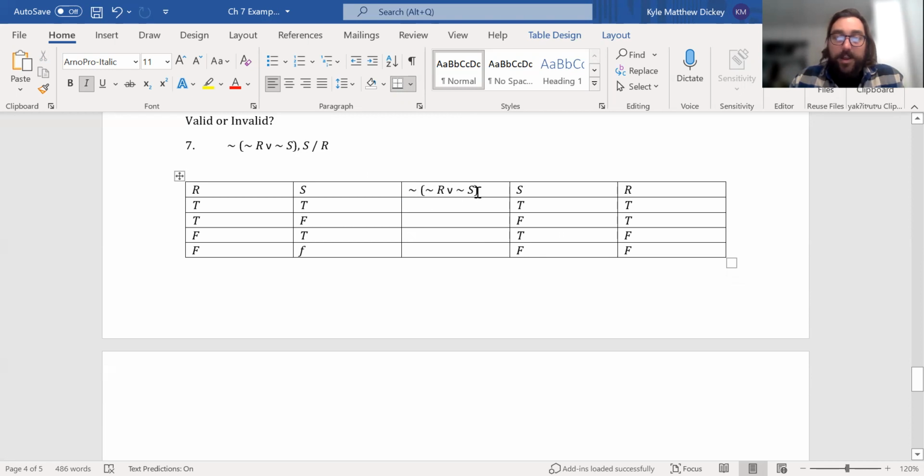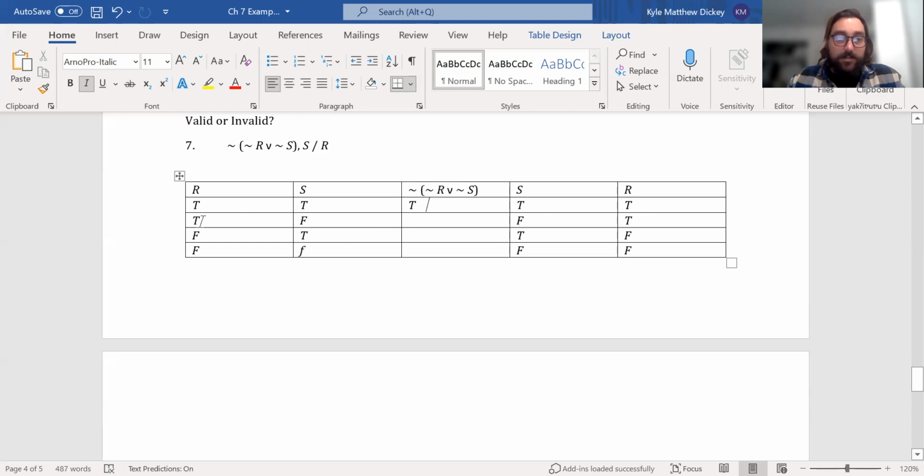So not R or not S. Well, not R is going to be false. Not S is going to be false. So this whole thing is going to be false in here. But then the negation sign, so it's going to be true, right? Great. So now we know this whole thing is true. And in this situation, premise 1 is true, premise 2 is true, conclusion is true. Fine. That's totally okay for a valid argument.